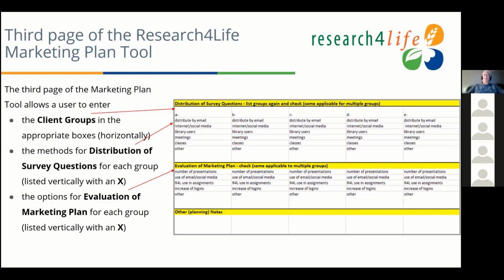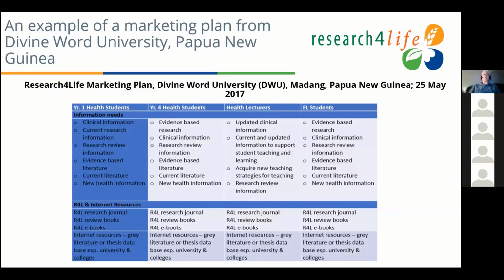Evaluation is also a key thing. How many participants, what tools you use. Has Research for Life been embedded in the assignments? Have the number of logins increased? These are ways of evaluating. So you go through this whole process. Okay. And again, we would put X's in each box that's relevant using the old tool.